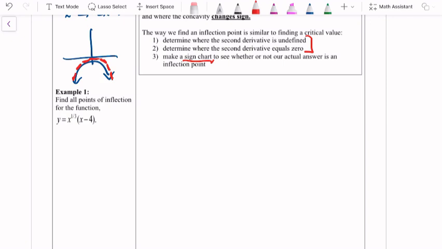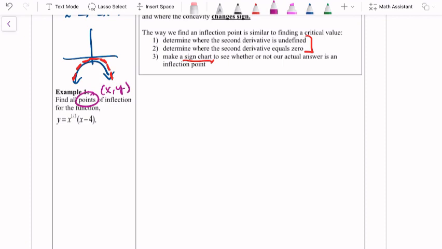Okay, example 1, we're going to find all of the inflection points for the function. Looks like we have y equals x to the 1/3 power times the quantity x minus 4. Okay, so I know that if we're finding points of inflection, that means that our eventual answer does need to be an xy coordinate pair. So we'll just keep that in mind.